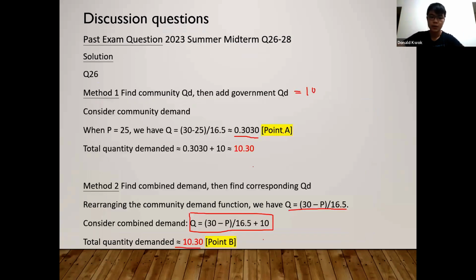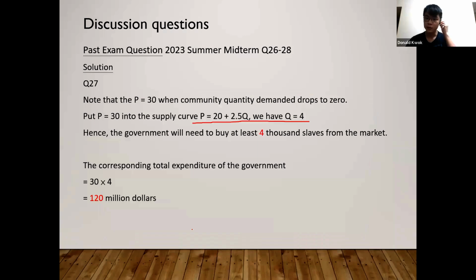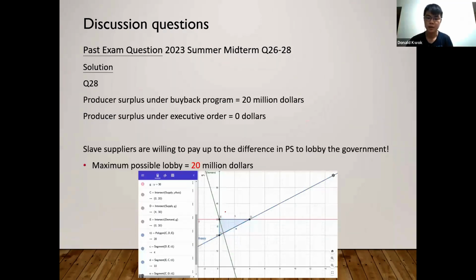And finally, question 28, we are going to find the amount that the slave suppliers are willing to spend to lobby the government to adopt the policy they favor. So we have two policies, either slave buyback or the executive order. Under the buyback program, what will be the producer surplus in this case? The producer surplus is actually the blue triangle here.